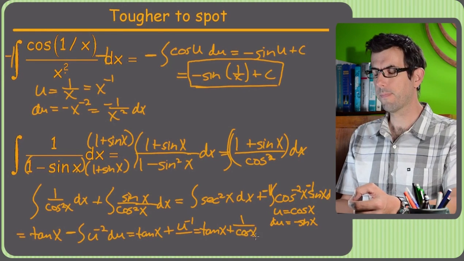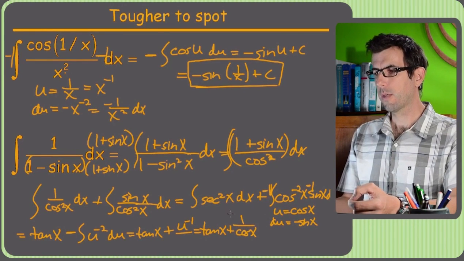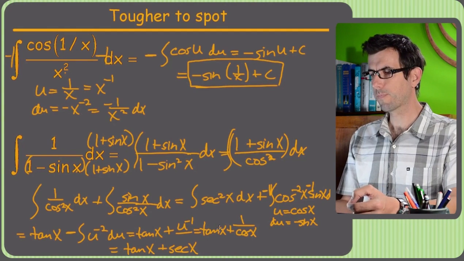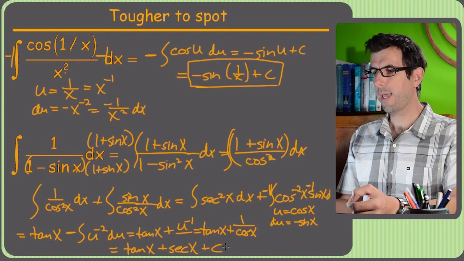x, which is actually just secant. So we can reduce this even more. Tan x plus secant x, and of course the ubiquitous plus c.